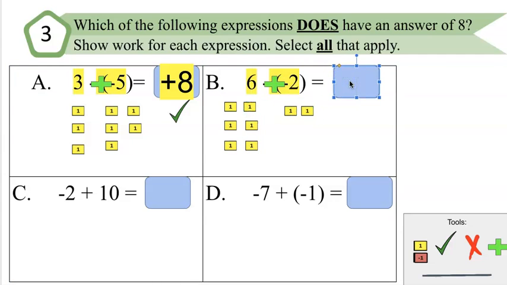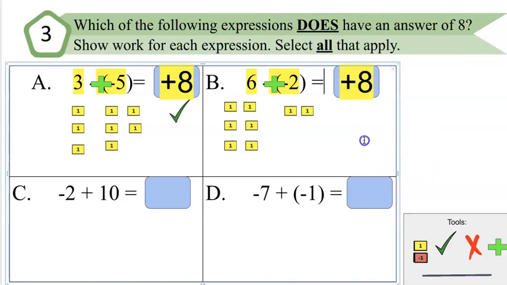So we found yet another 8. So positive 8. We're going to highlight that, and again we need to look for all the positive 8, select all that apply. So we are going to come over here and get another check and place it right underneath there. So it's very obvious that it is the correct answer. Now we move on to C.